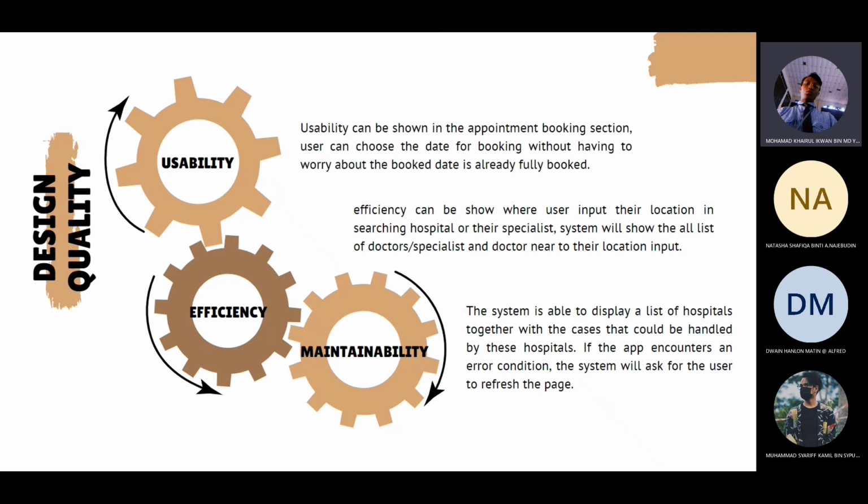And lastly, the design quality we choose is maintainability. Maintainability can be described as the system can maintain to correct the error or defect and prevent unexpected faults. In our requirement, maintainability is that the system is able to display a list of hospitals together with the cases that could be handled by this hospital. If the app encounters an error condition, the system will ask the user to refresh the page.